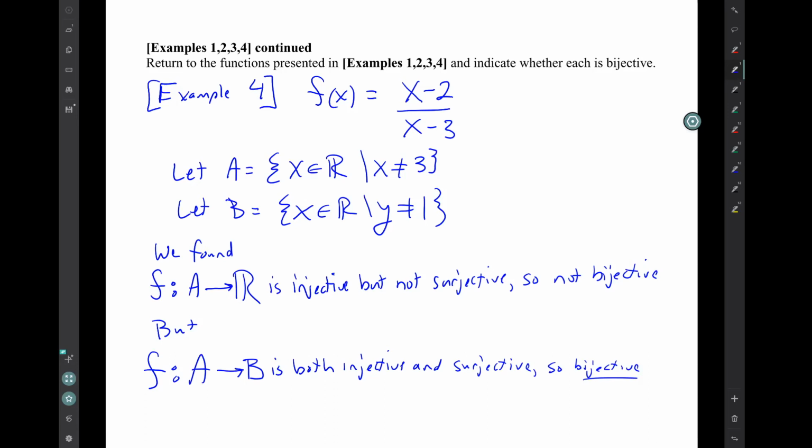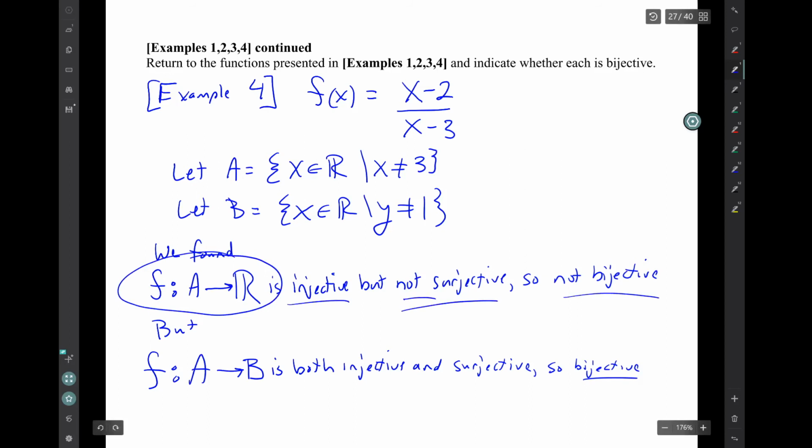So summarizing what we found before, the function f with domain set A and codomain R is injective but not surjective, so not bijective. But if we use a smaller codomain, if we use the set B as the codomain, then the function f is both injective and surjective, so it would be bijective in that case.